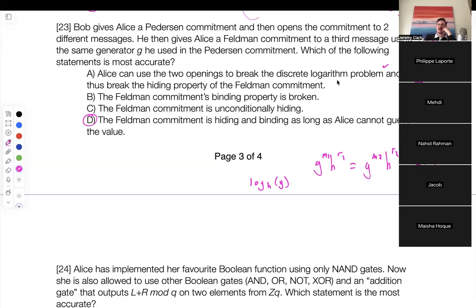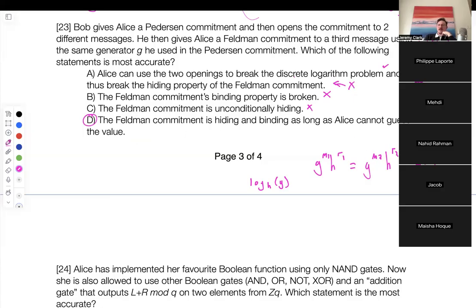Okay. So this was the answer that was sort of the spurious answer. It's the one that looks like it might be right, but then hopefully when you think about it a little deeper, you realize that it's not the right answer. The Feldman commitment's binding property is broken, so that's not true. There's only one M3 that will produce G to the M3, so it can't possibly be that. The Feldman commitment is unconditionally hiding, so that's not true anyway. No, Feldman commitments are not. Pedersen commitments are, but Feldman commitments are not.